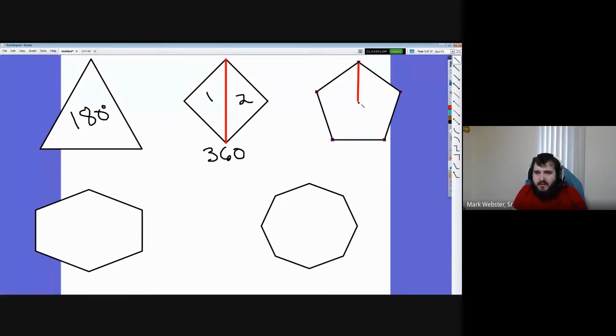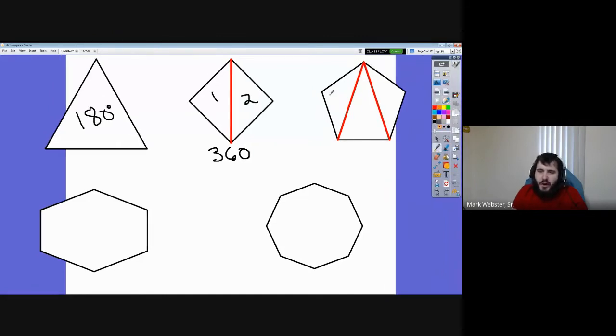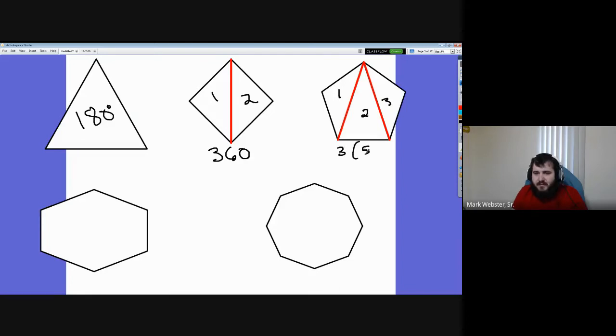Here's a 5-sided figure. Again, I only want to go along the corners so that I get all of the triangle angles matched up with all of the pentagon angles, right? So how many triangles we have here is 1, 2, 3. 3 times 540. Oh, 3 times 180. There I am spoiling. Is 540, right?